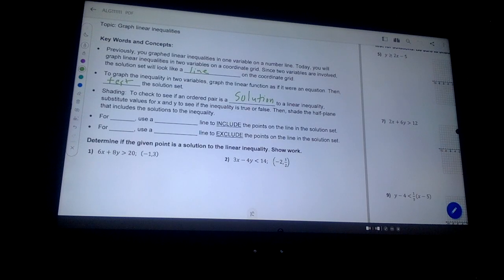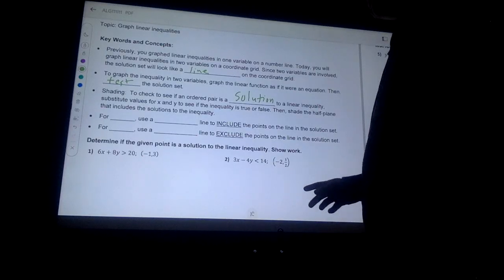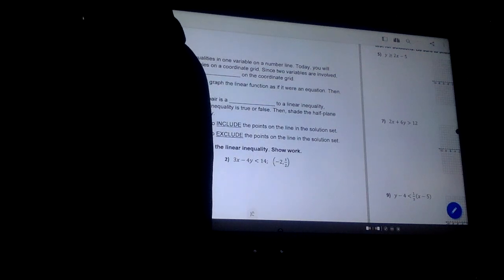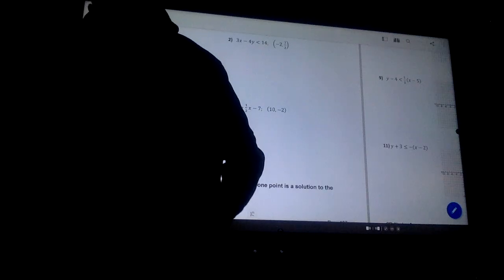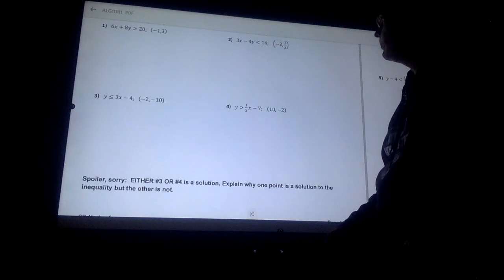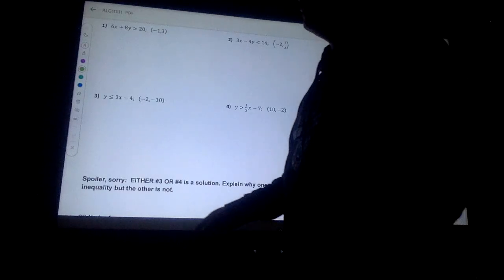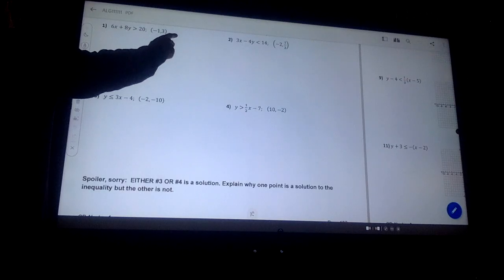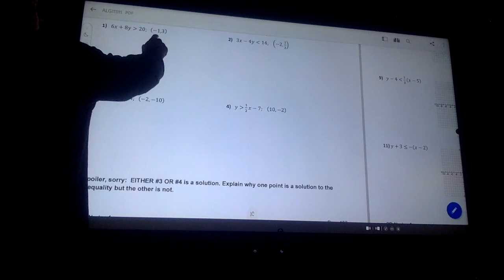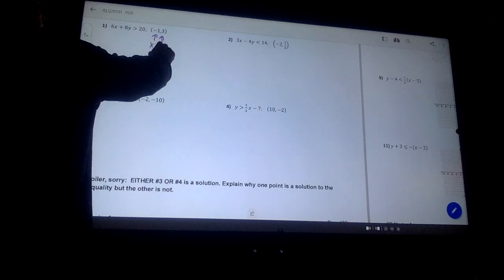Okay. So let's just move on, not worry about too many more of these. So let's take a look at problems 1 through 4 on the examples. So first thing we have to recognize is we have an inequality, so we have 6x plus 8y is greater than 20. I have to realize this is an x value and this is a y value.